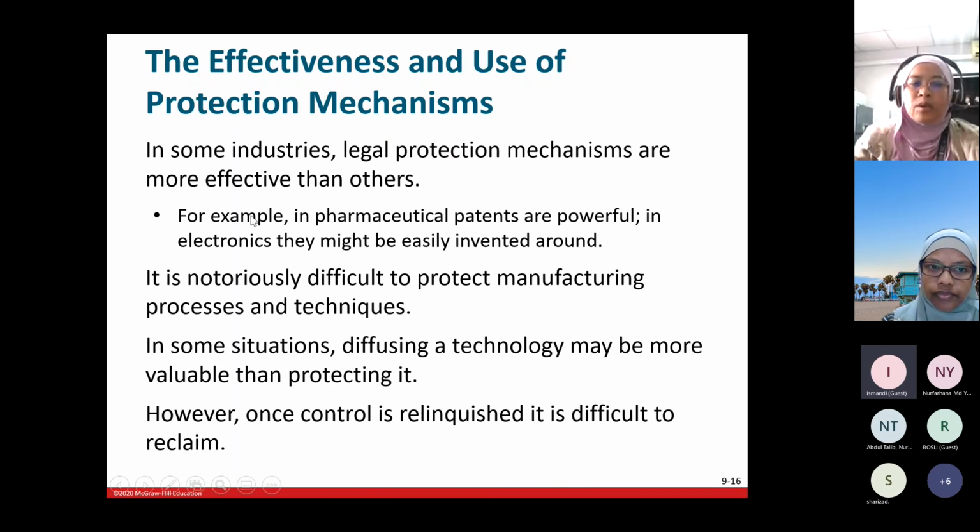But things like electronics are very easy. It is notoriously difficult to protect manufacturing processes and techniques. This one is very difficult. Majority of the time, for trade secrets, only the recipe is normally what you can keep. In some situations, diffusing technology may be more valuable than protecting it.